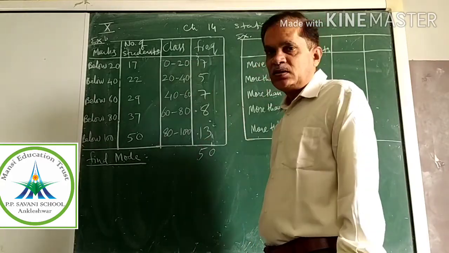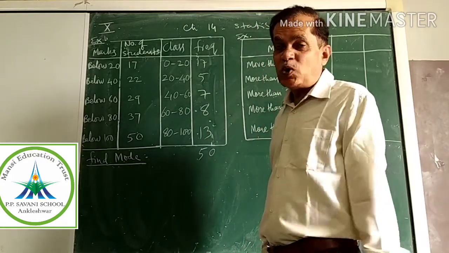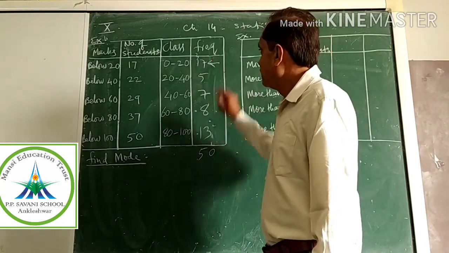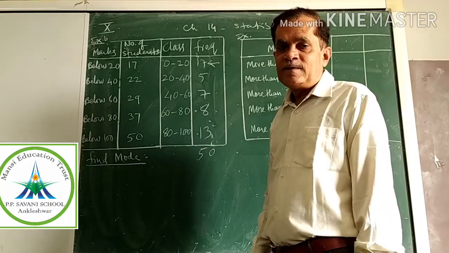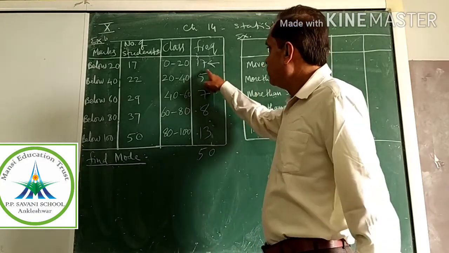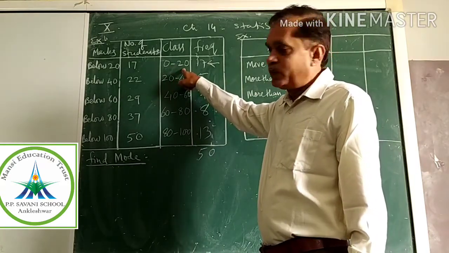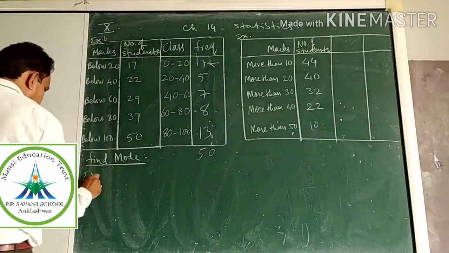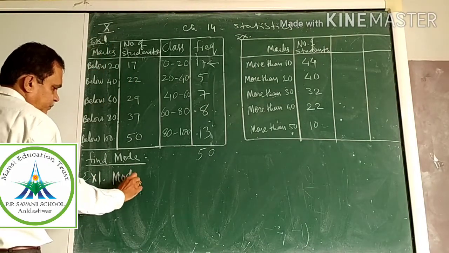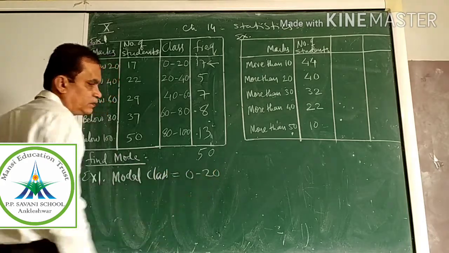Now you got the classes. For banding mode, we need the model class. What is the model class? The highest frequency. So what is the highest frequency? 17. Yes or no? This is the model class. The students should be clear. Model class, example 1, is 0 to 20.